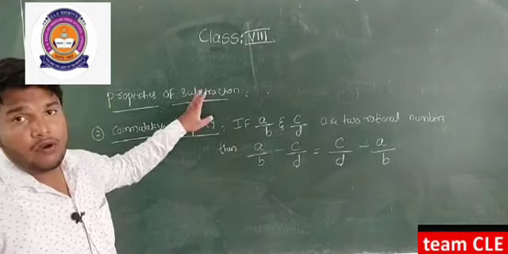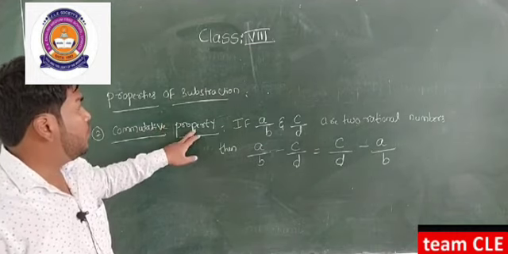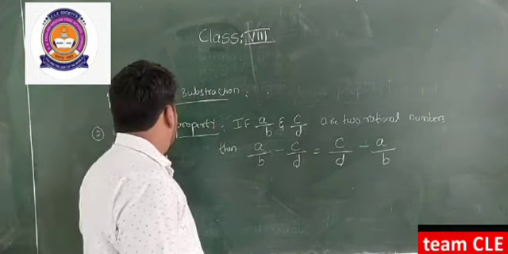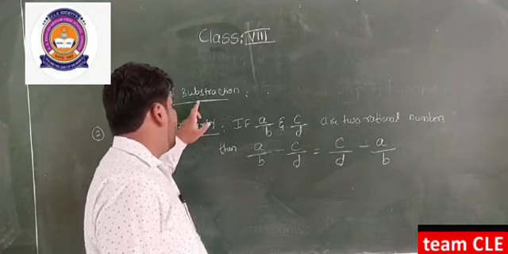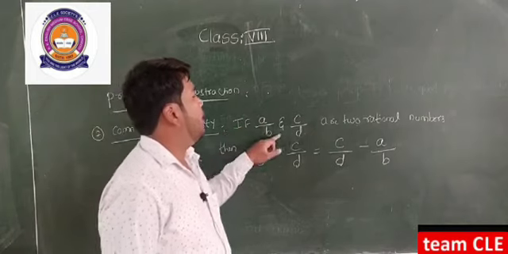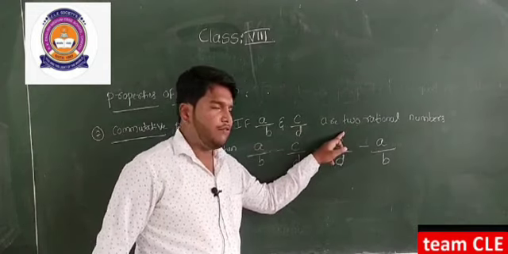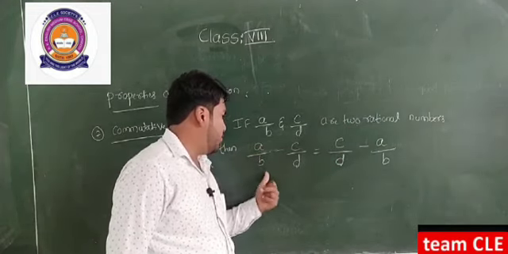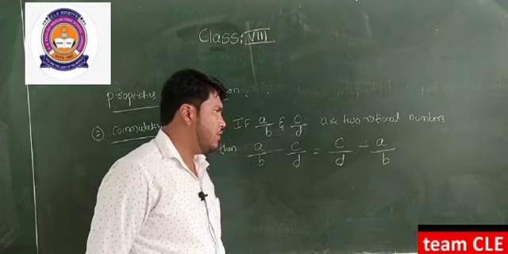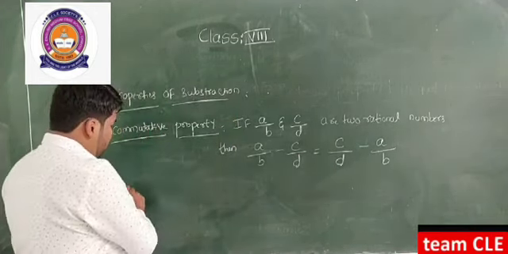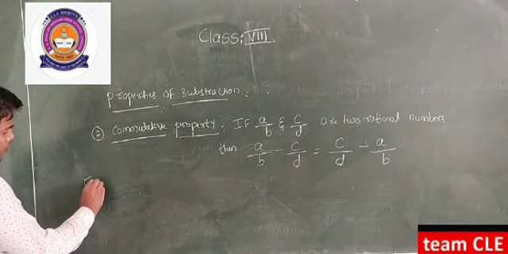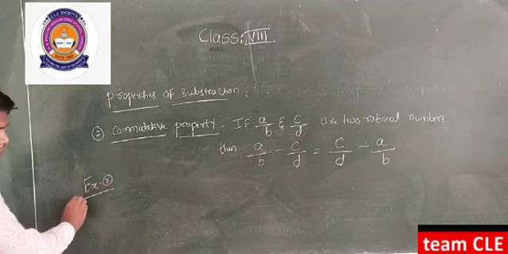In the previous video you learned that the commutative property holds good for addition. Here we have to check whether the commutative property holds good for subtraction. Our statement says, if A by B and C by D are two rational numbers, then A by B minus C by D equals C by D minus A by B. By solving the example we will come to know, that is example number 2 in the commutative property.